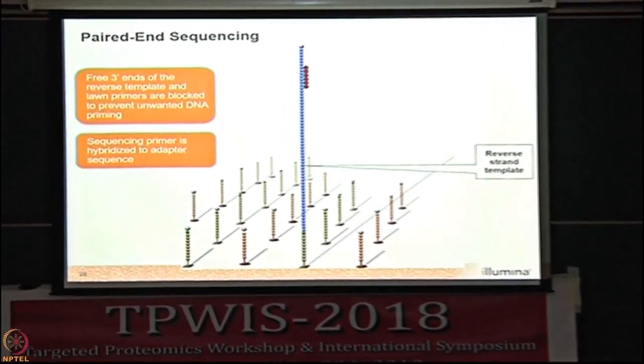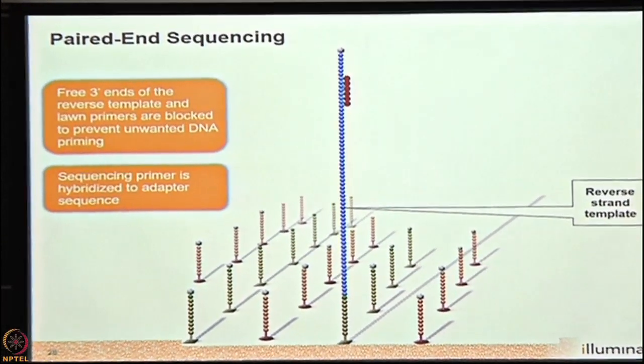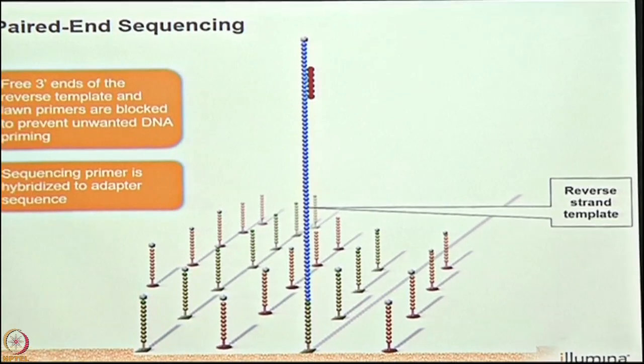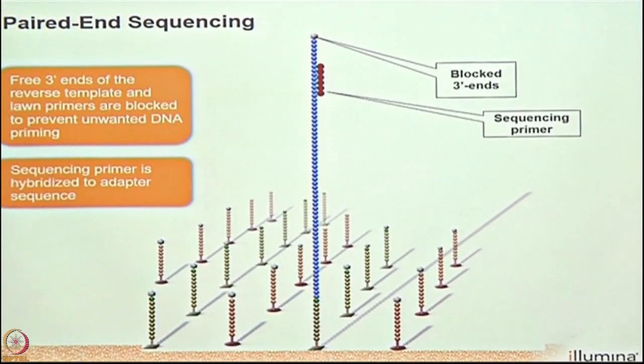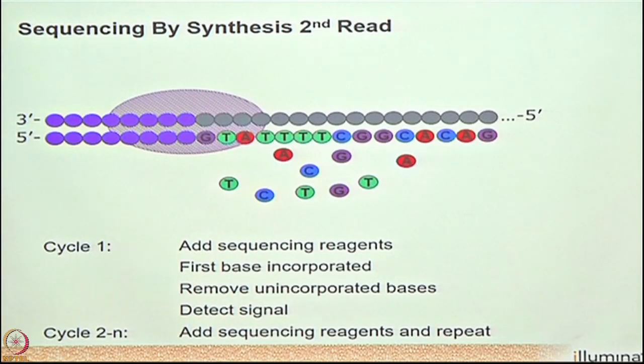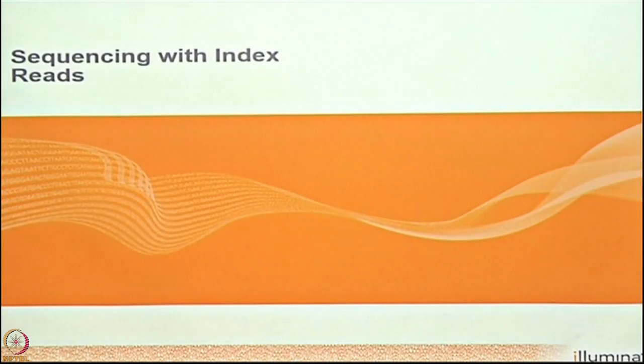RD2. You remember the structure of the library? There was an RD2 region. So there, the read 2 primer will go and bind, and just like read 1, we are set for the sequencing. All the reagents will flow and this is how you will sequence, just like the first one. But the difference is that here you are sequencing the reverse strand. This is all about paired end sequencing.